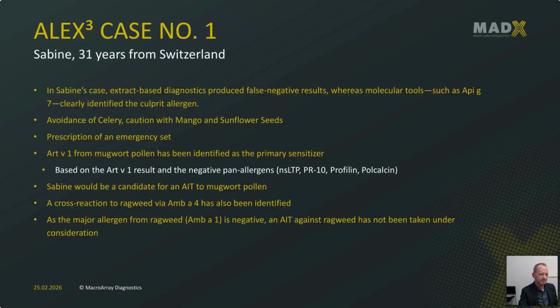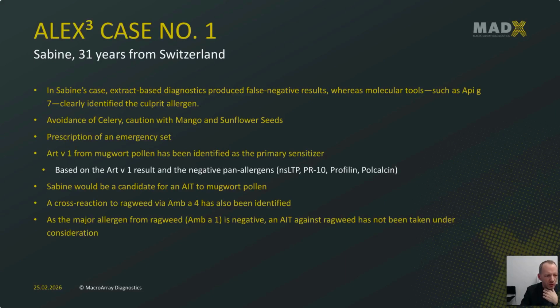So in summary, in this particular case, the extract-based diagnosis, the skin prick test, essentially produced a false negative result, whereas the molecular tools with the help of ALEX3 showed that APG7 is positive and is also the clear culprit in this particular case. She's been advised to avoid celery and use caution when consuming mango and sunflower seeds, and that's essentially due to this potential cross-reactivity. She's been prescribed an emergency pen that she should always carry with her.